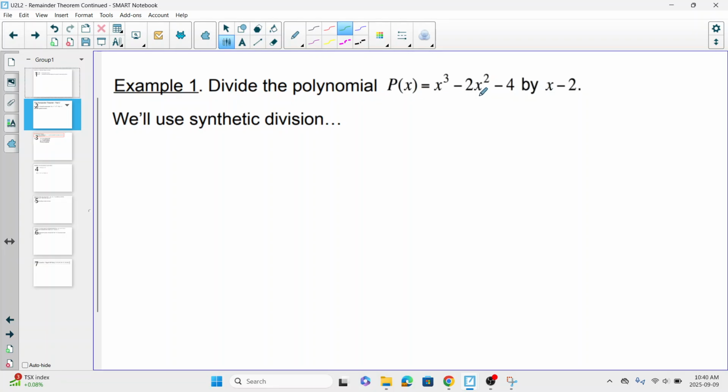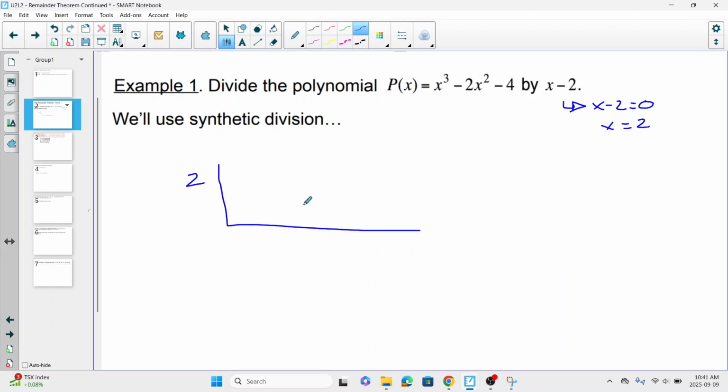So divide the following polynomial, p of x is equal to x cubed minus 2x squared minus 4 by x minus 2. So using synthetic division, we're going to set it up like this, and the number that goes here is the solution that corresponds with the factor. So remember, if this is x minus 2, then we are looking at x minus 2 equals 0, so we're actually looking at x equals 2.